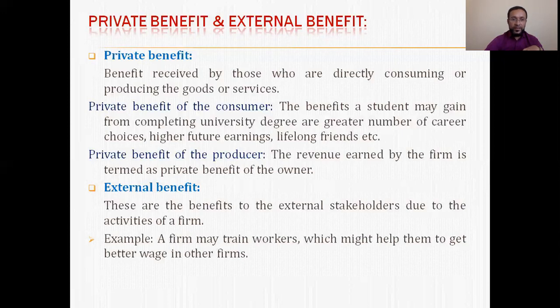One example I gave here to make it easy. A firm may train workers which might help them to get better wages in other firms. So here, the firm providing the training to the workers is the first party, and the workers who are leaving the job and trying to get another job become the third party. So they are getting benefits since their skill increased. So this is their external benefit.